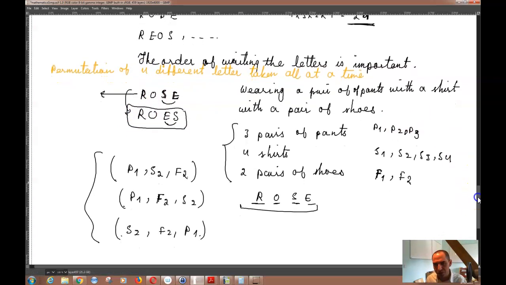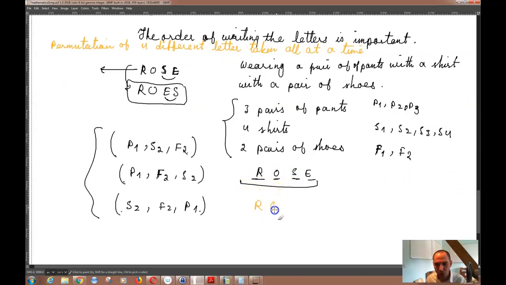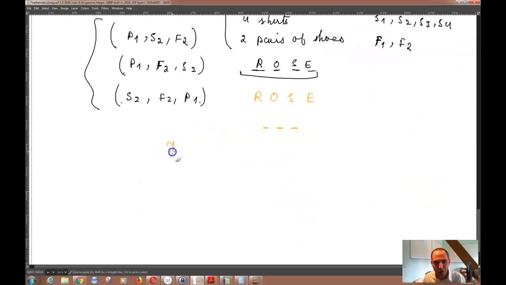Now, if you were to use the same 4 letters R, O, S, and E, and were supposed to make 3-letter words using these 4 letters in the exact same way as before, and the order of writing the letters was again important, this situation would be called the permutation of 4 different letters taken 3 at a time.